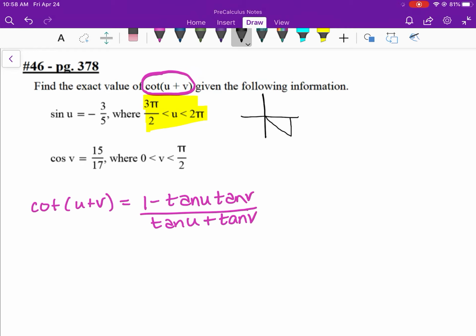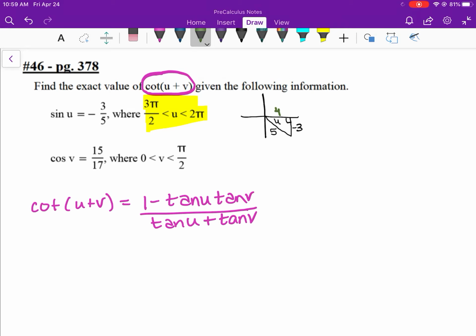If the sine is negative 3/5, I know this is 5 and this is 3, but because it's going down, I know this is negative. You'll know that this is a 3, 4, 5 triangle, but if you don't know the missing side, you're going to have to use the Pythagorean theorem to find it.